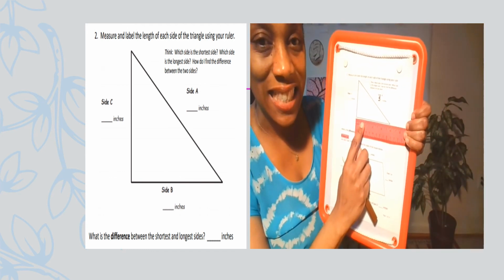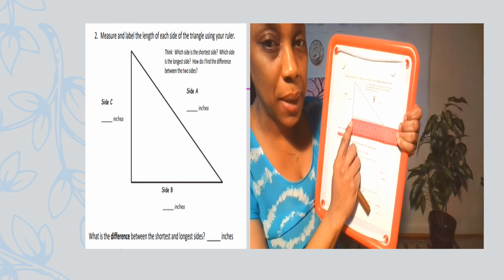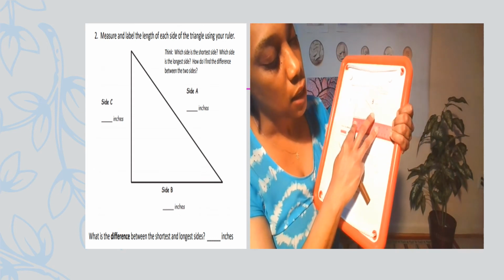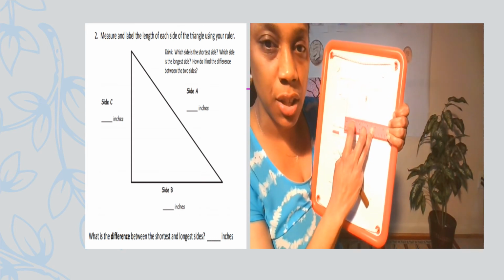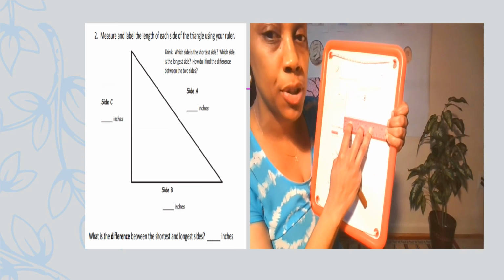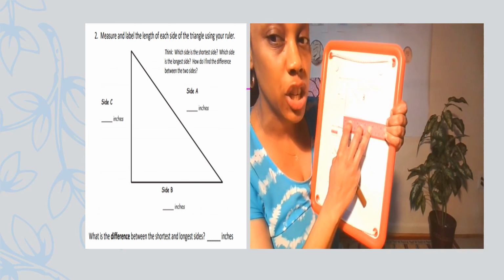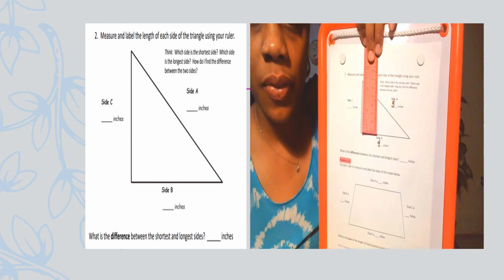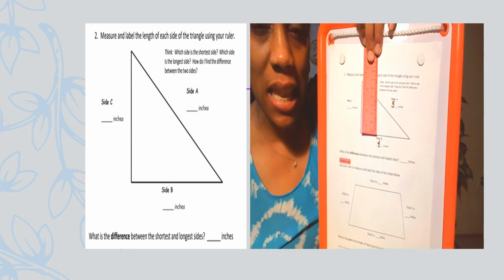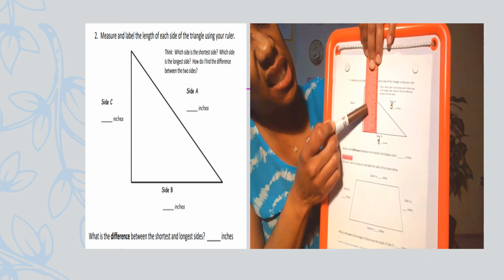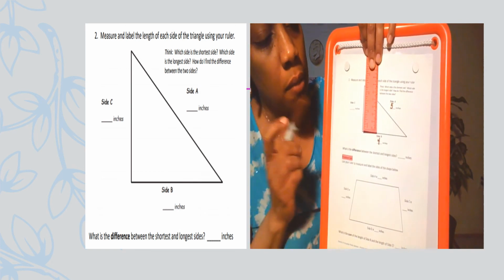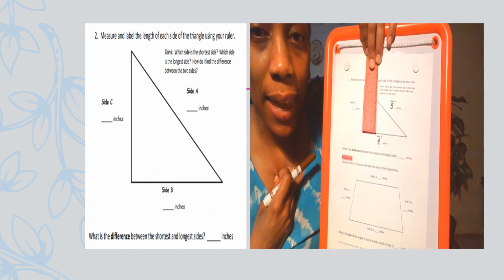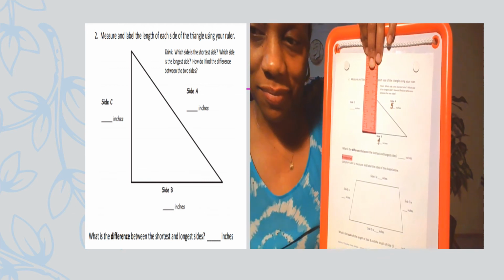Now, let's look at side B. Side B tells me that I'm going from here to here. That is close to 4 inches. So we're dealing in nothing but whole numbers. So I'm going to write 4 inches for side B. Next, we have side C. As I'm measuring side C, it's a little bit over 2 inches. Just a little. So I'm going to round it to 2 inches for side C.